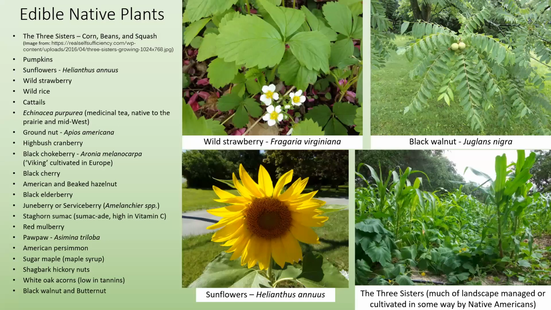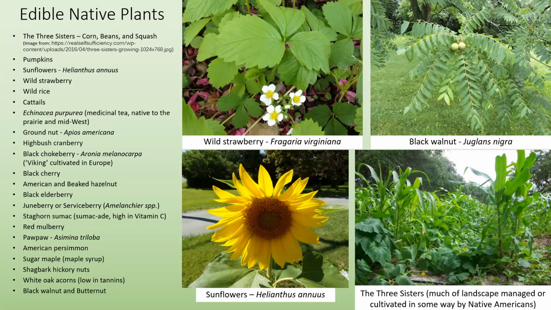Anyway, so this is some more edible native plants. There's a lot of them. The Three Sisters, the corn, beans, and squash the Native Americans grew, was a great combination, a great way to grow corn, because the beans fix nitrogen from the atmosphere, so they're providing nutrients, and they just work really well together. And I think Native Americans really cultivated the whole landscape like this too. They cultivated most of the landscape in some way.